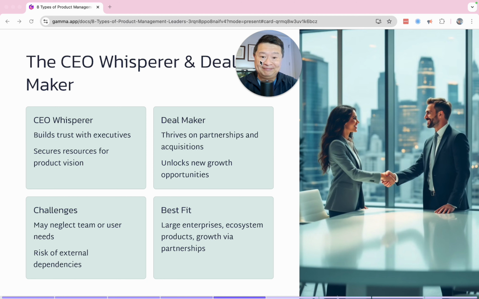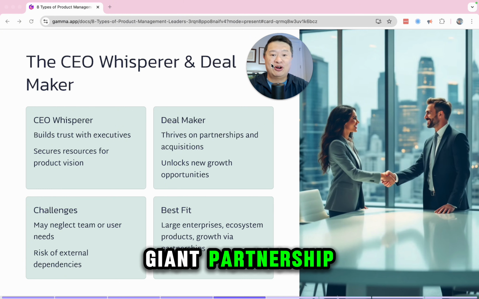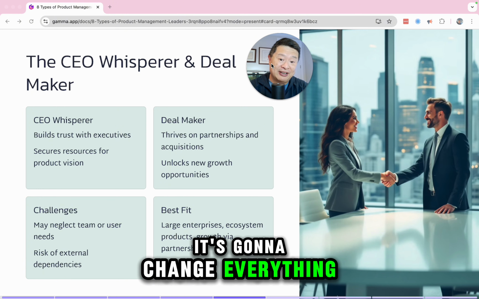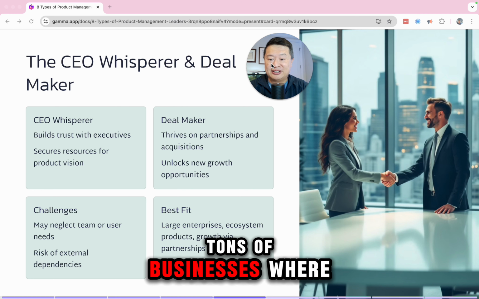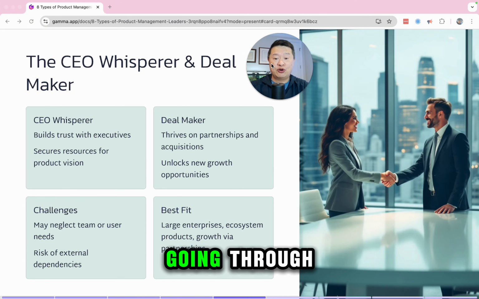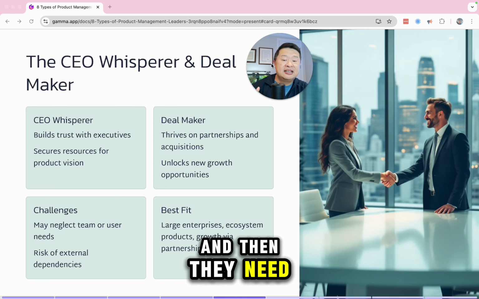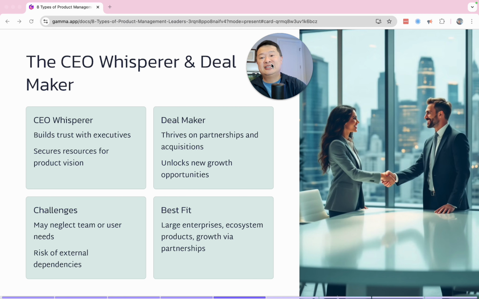The deal maker, this is the person that's negotiating that thing. They're going to acquire some company. They're going to do some giant partnership. It's going to be a huge deal. It's going to change everything. There are definitely tons of businesses where that's going to be crucial. And it also depends on what the company is going through. They might go through a phase where they initially need the ideas person, and then they need the execution person, and then they need the deal maker, and then they need the culture team builder. So you as a product leader will want to develop skills across all of these, but it's also important to know which one you enjoy using the most.